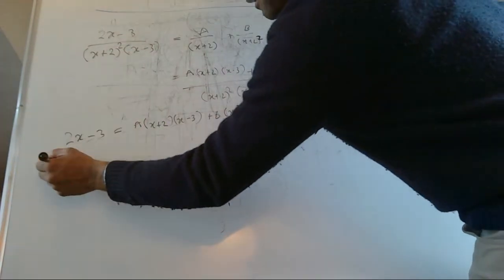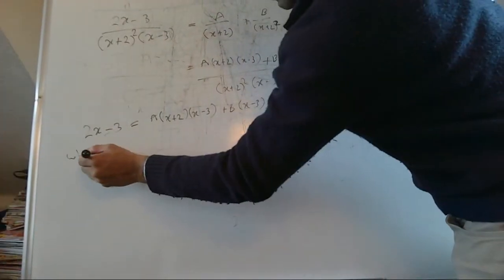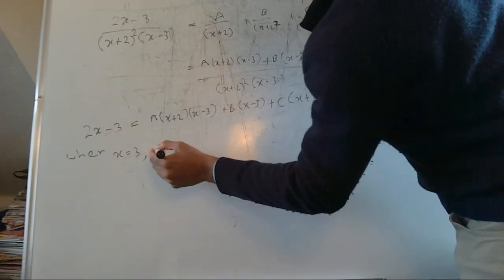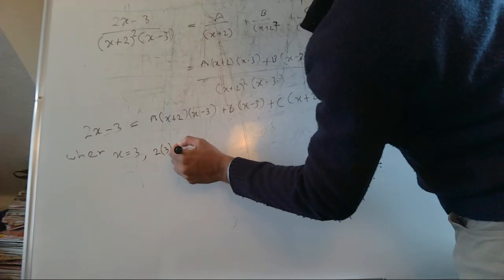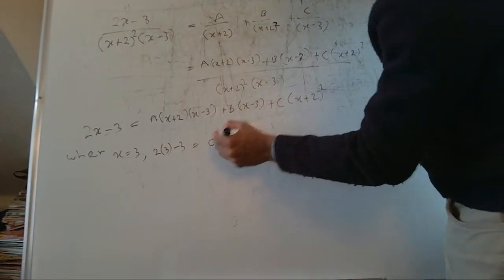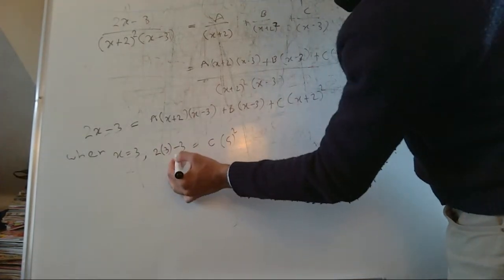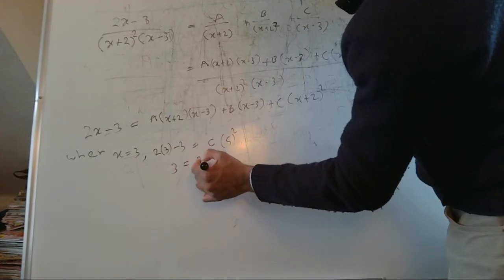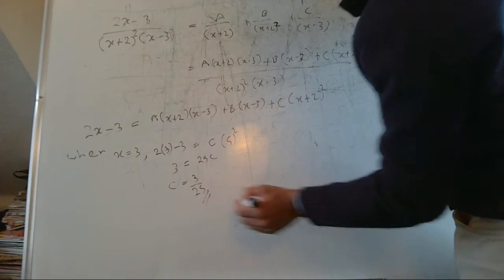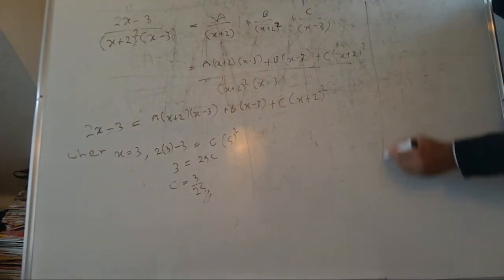So when x = 3, so 3 times 2 is 6, minus 3, so that's going to be 0, that's going to be 0, so this is the only thing. So 3 plus 2 is 5 squared. Okay, so we're going to get 6 - 3, which is 3, equals 25C. So C = 3/25. So I already got my C.